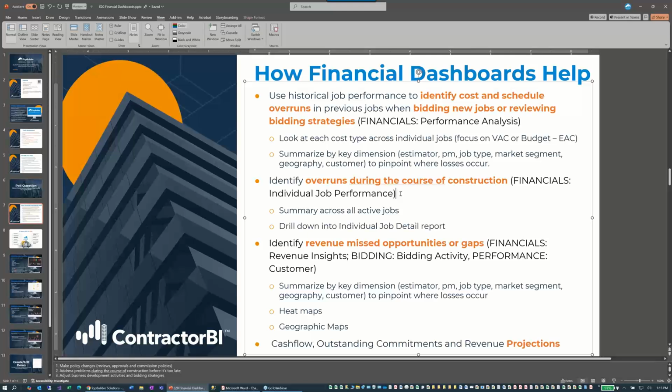And then the last one here is cash flow and outstanding commitments and revenue projections. I mean, that's pretty mechanical, to go look out into the future at your receivables. Of course, this comes from your job cost accounting platform. What are the outstanding receivables? When are they due? When can we expect the cash? And also commitments to materials, equipment, and subcontract labor, and also revenue projections. So we're going to go ahead and dive right into all of that right now.